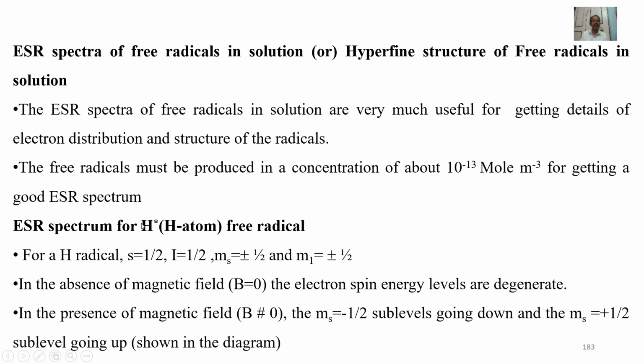ESR spectrum for hydrogen free radical. For a hydrogen radical, where S equals 1/2 and I equals 1/2, we have Ms equals plus or minus 1/2 and Mi equals plus or minus 1/2.